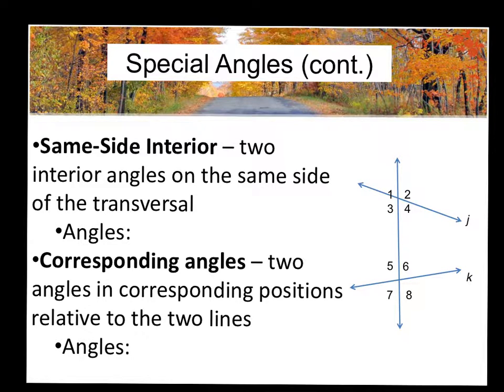Right, if we go back to these, do these look like they're parallel? No. Okay. There's 4 types of special angles and you're going to use these a lot. Same side interior says that they are both interior and they're on the same side of the transversal. Corresponding says 2 angles in corresponding positions relative to the 2 lines. So I'll give you a little bit of visual on that one.